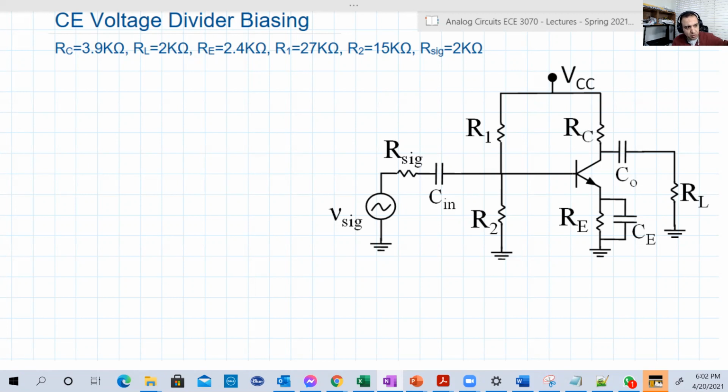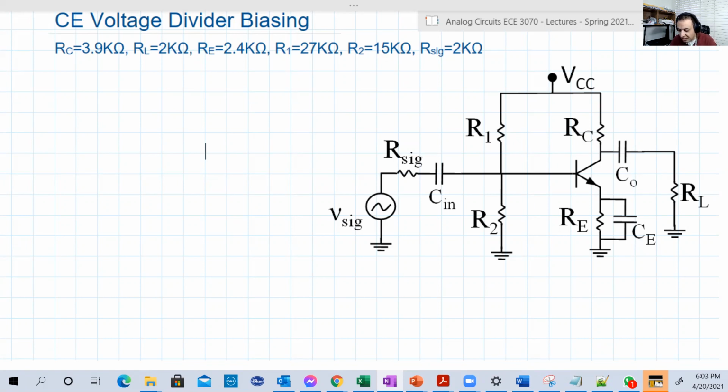amplifier. So we didn't care much about the DC. We assumed that the DC is good. We are working in the active region, the middle of the active region, and everything is perfect in DC. Now we're gonna see this with numbers, okay? And we're gonna also learn another two tricks for common emitter amplifiers.